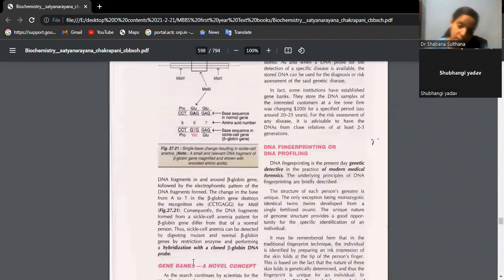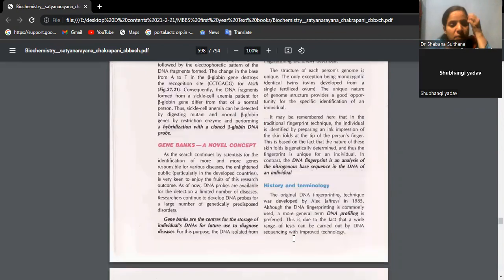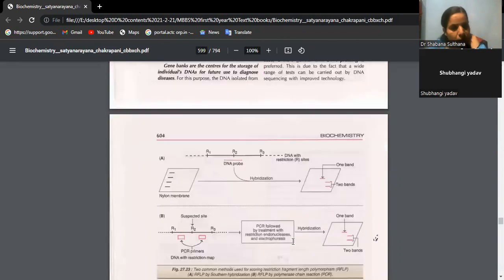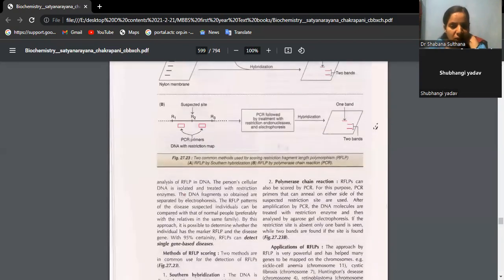We have many genetic disorders, no? Like Down syndrome, Klinefelter syndrome, sickle cell anemia. All these are genetic disorders which can be studied with the help of this technique. Okay, beta? We have to go with PCR, isn't it? Here we are. See, polymerase chain reaction.